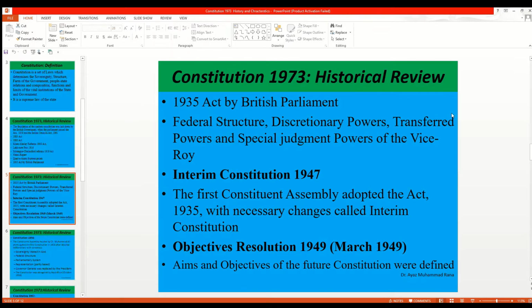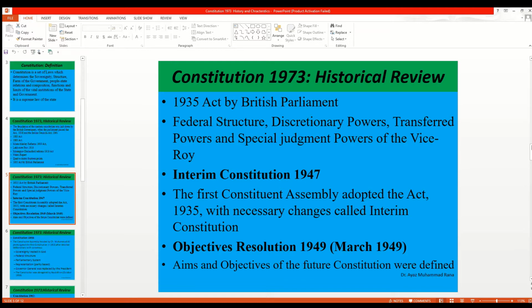So we discussed the constitutional background or constitutional history of Pakistan, particularly during the British period. In 1947, Pakistan emerged on the map of the world, and the first Constituent Assembly adopted the Act 1935 with necessary changes. This is called the Interim Constitution.